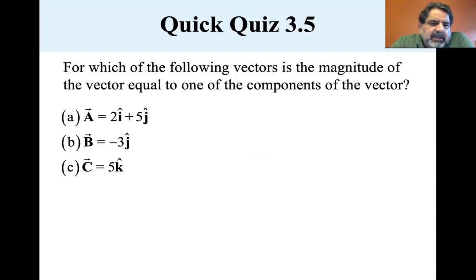Now, the magnitude of C is the square root of 5 squared, which is the square root of 25, which is equal to 5. So yes, indeed, in that case, the magnitude of the vector is equal to the component of the vector. So the answer in this case is C. And boy, you can barely tell, but it is bolded to show that C is the correct answer.